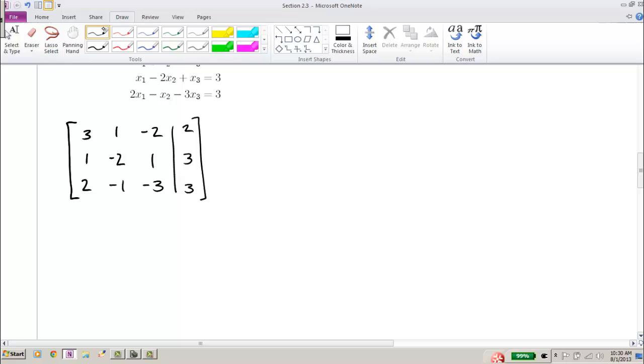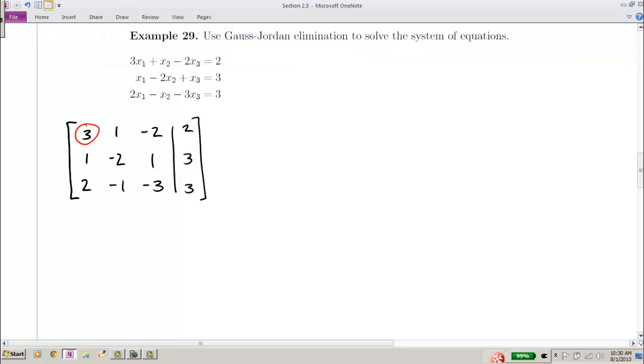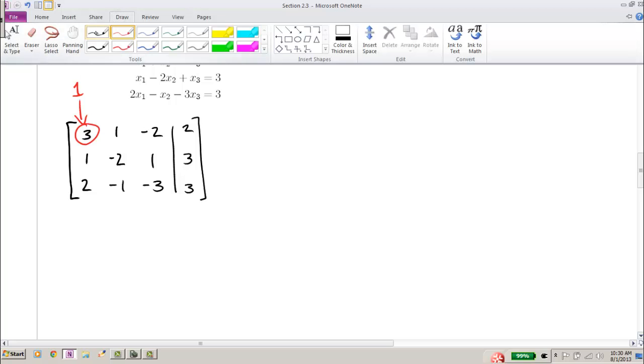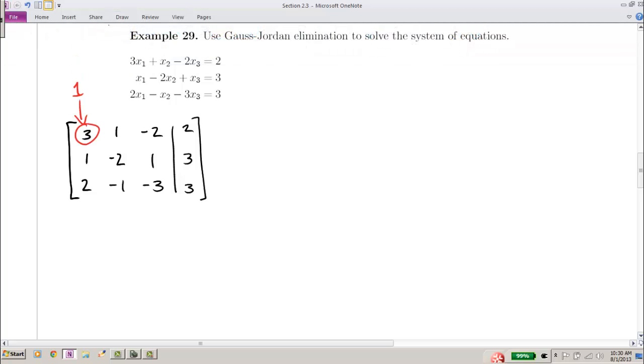Now our first goal is to get a 1 right here in this top left corner. We want a 1 there. And the easiest way that we can accomplish that is just by swapping out rows 1 and 2, just interchanging those two rows.